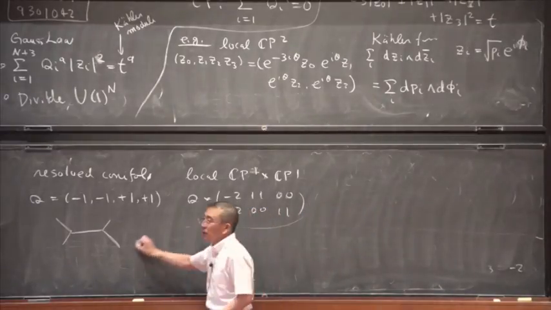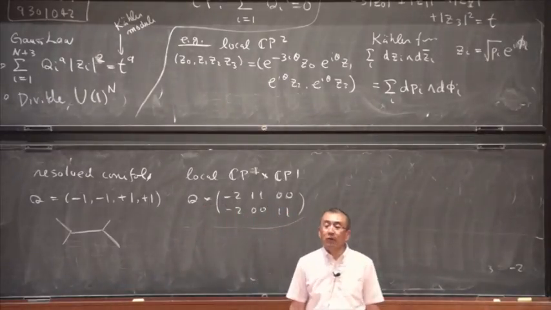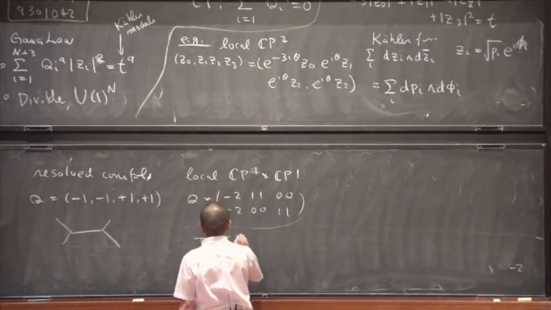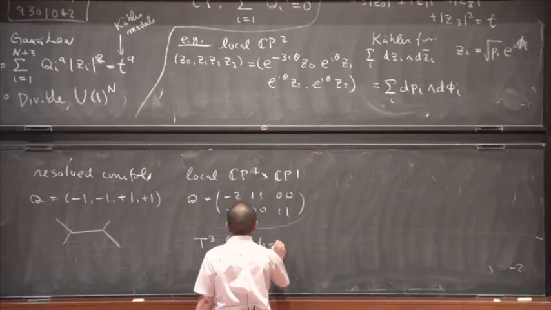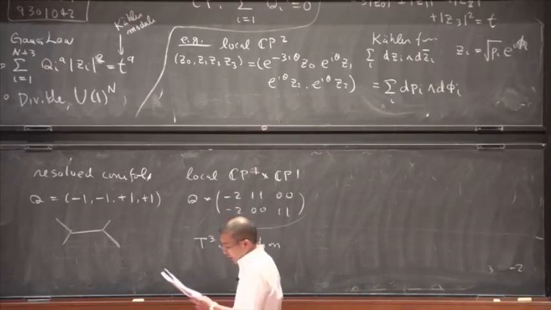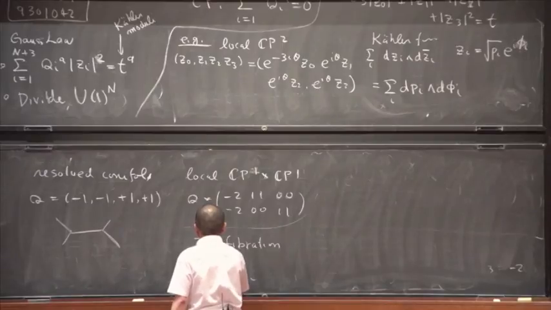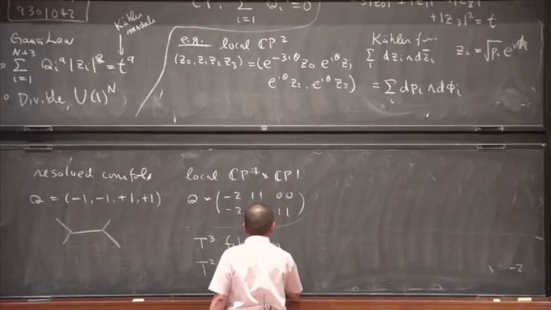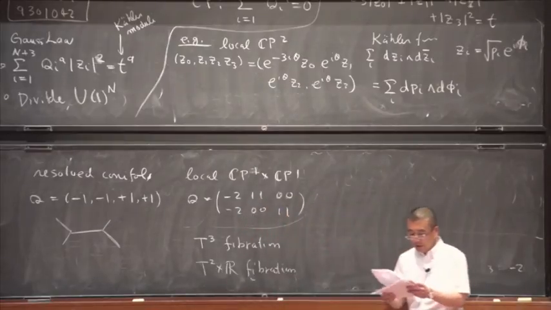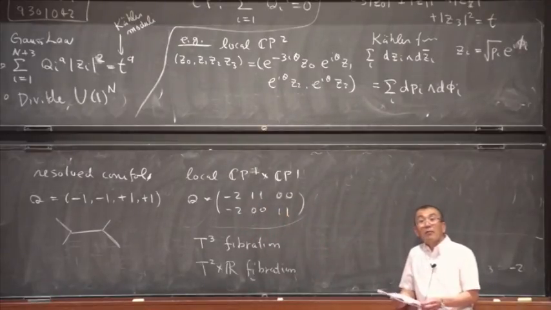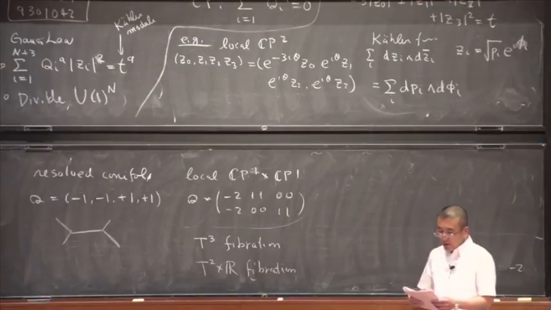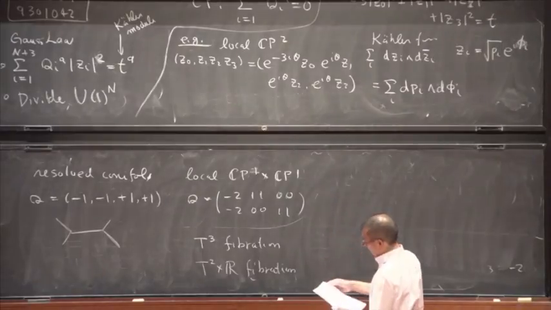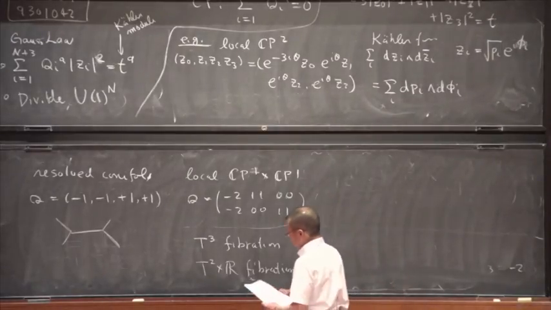Now, this is one way to present the toric Calabi-Yau manifold. There are other ways. So here we consider the T3 fibration. But you can also present the toric Calabi-Yau as a T2 times R fibration. And sometimes this type of presentation is useful. For example, if I have time later, I will discuss an application of this in terms of topological vertex, etc.